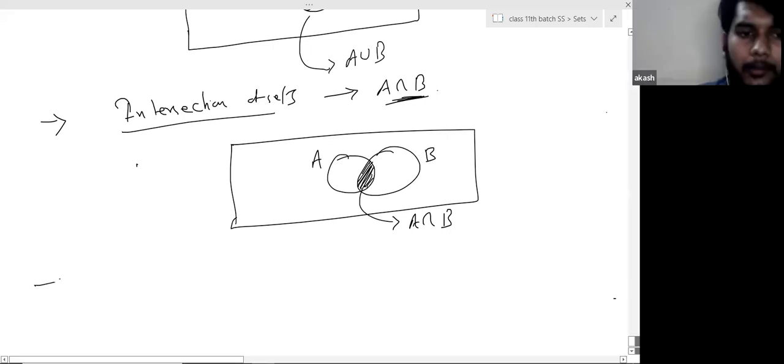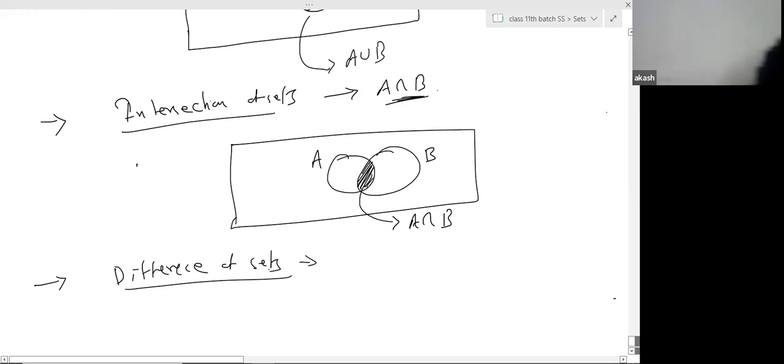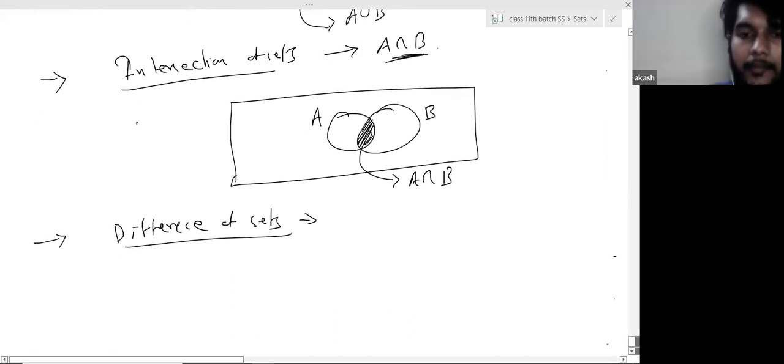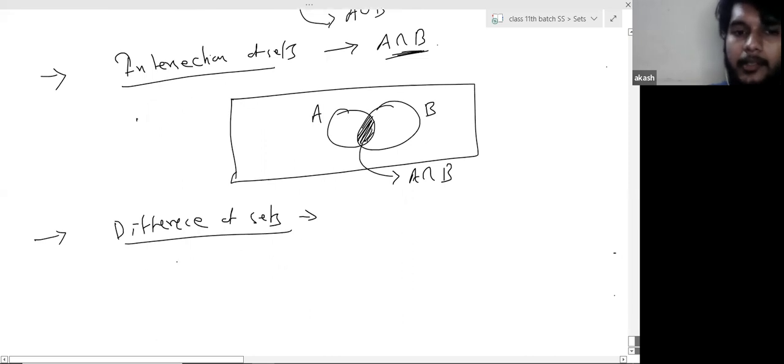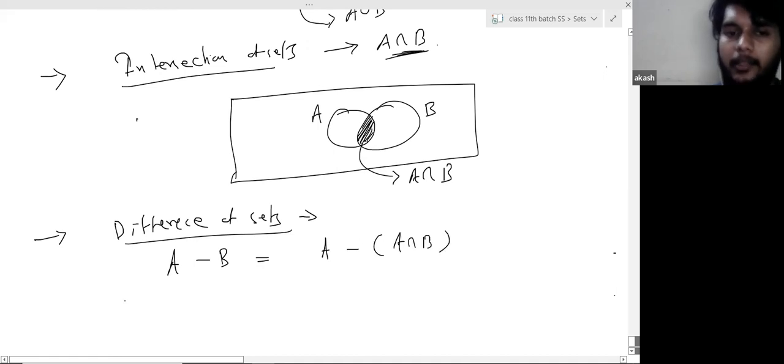Now one small operation is there also, that is called difference of sets. This is denoted by A minus B. This is nothing but A minus A intersection B. What does this mean? You don't need to know the definition also.